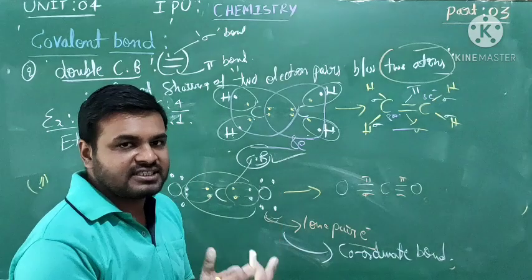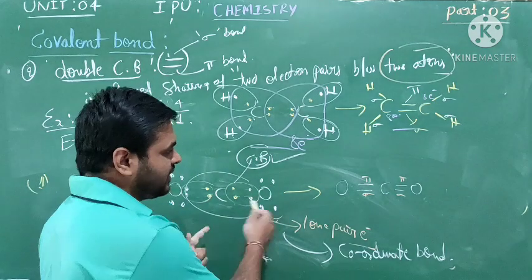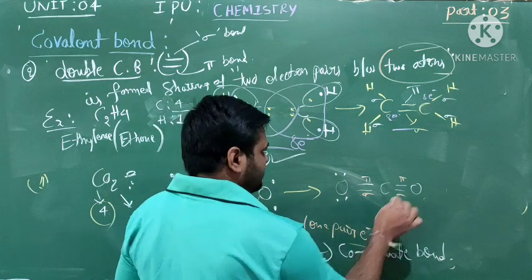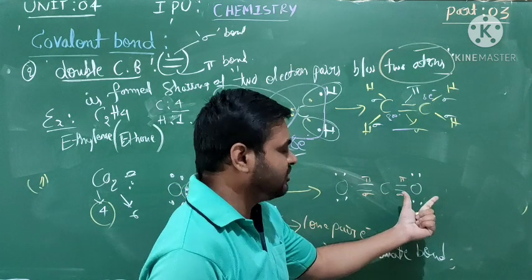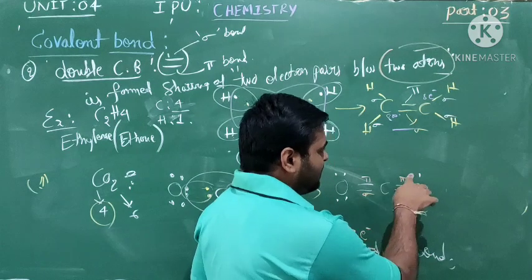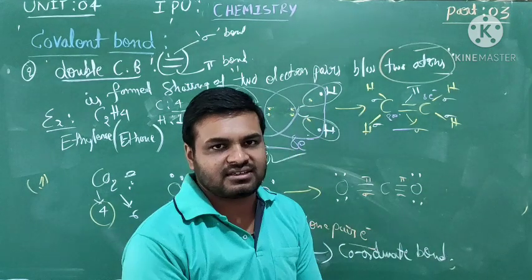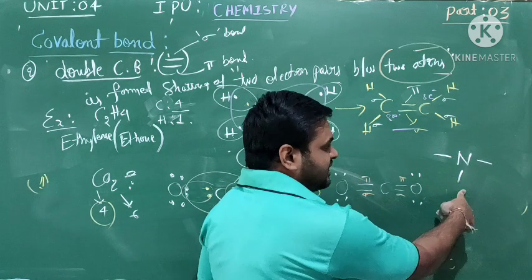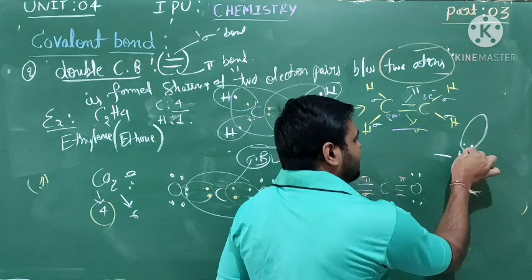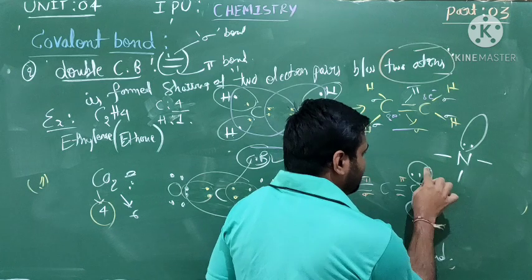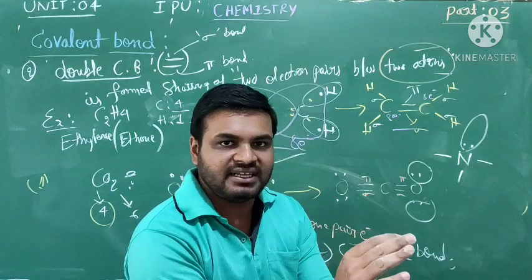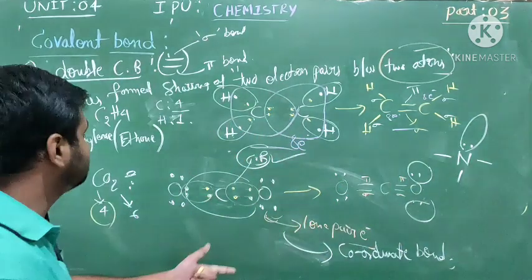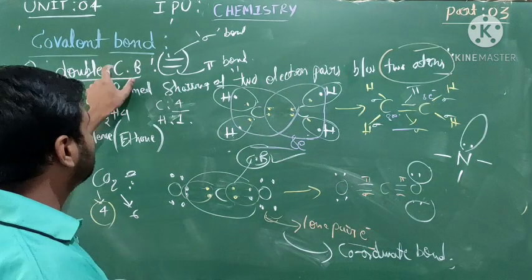In hybridization these are involved. So we mentioned 1, 2, 3, 4. Oxygen's bond capacity is 2, and it has 2 lone pairs of electrons. Clear? Nitrogen has a bond capacity of 3 and 1 lone pair of electrons. Here 2 lone pairs of electrons, here 1 lone pair of electrons. Clear? These are examples of double covalent bonds.